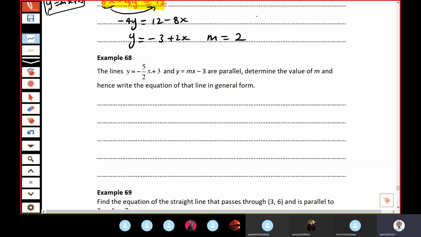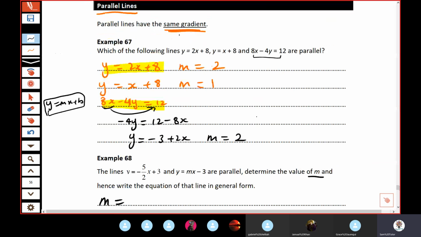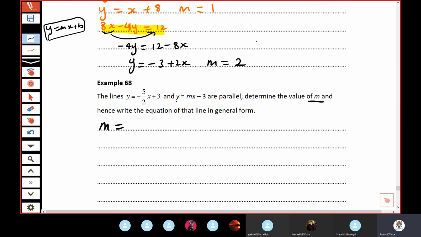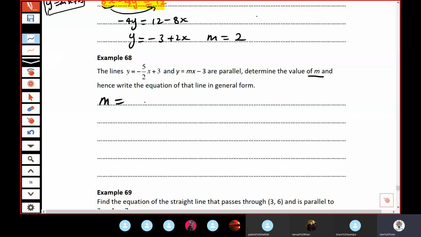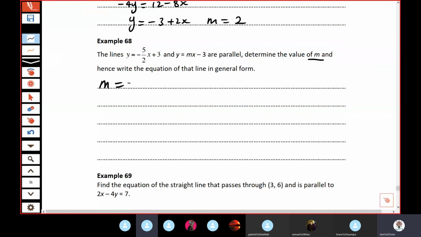Okay, the lines, this and this are parallel. Determine the value of m. Of course, straight away, if they are parallel, what does m equal? Gradients are equal if they're parallel. So what is it equal to? Negative 5 over 2. And then it says, and hence write the equation of that line in general form.